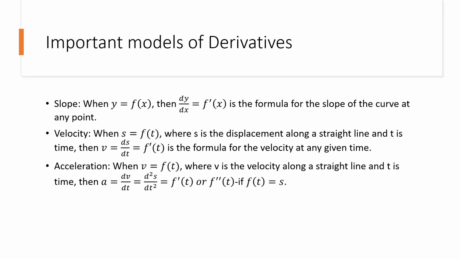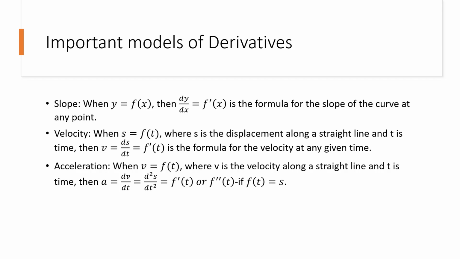Next, for the velocity, when we have s is equal to f of t, where s is the function of displacement along a straight line and t is time, then v is equal to ds over dt, or simply the first derivative of s with respect to time. That is the formula of the velocity at any given time.